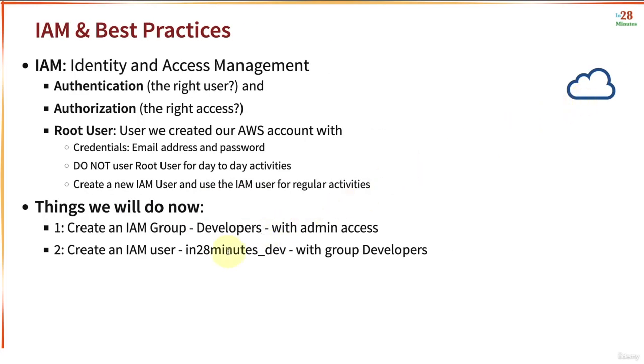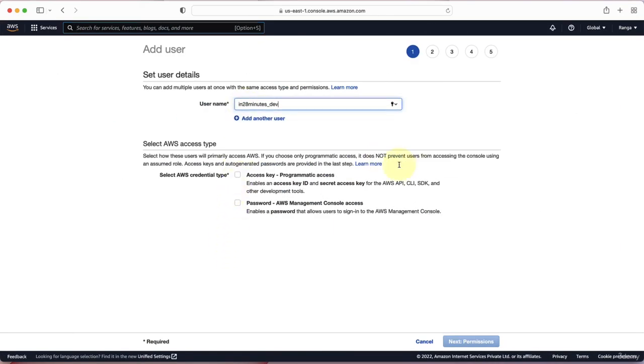The name of the user I would want to create is in28minutes_dev. So I will use username in28minutes_dev. You can see that there are two types of accesses that you can provide. One is programmatic access and the other one is AWS Management Console access. What we are making use of right now is the AWS Management Console. The way we can access AWS Management Console is by typing in a username and a password. This is what typical users would do. Use a username and password and use the AWS Management Console.